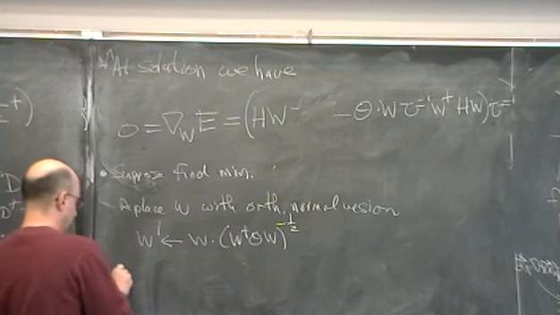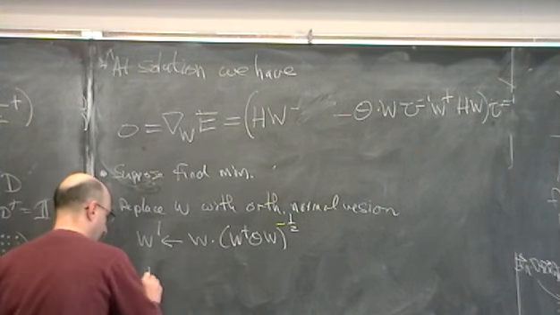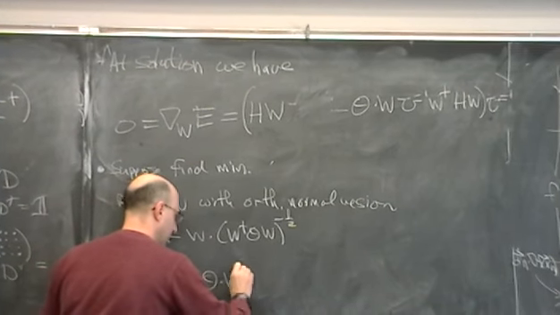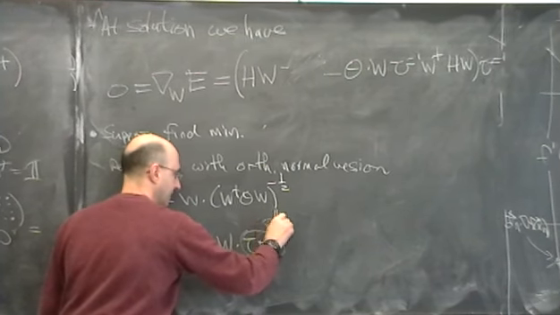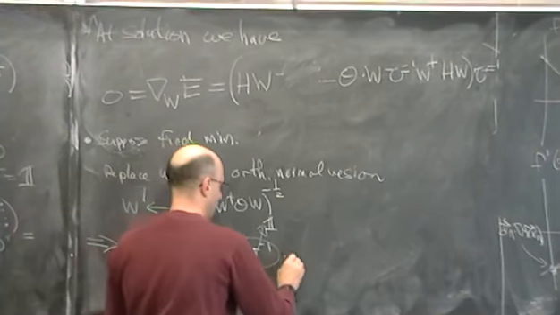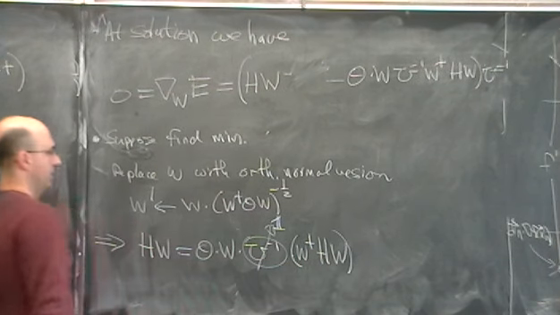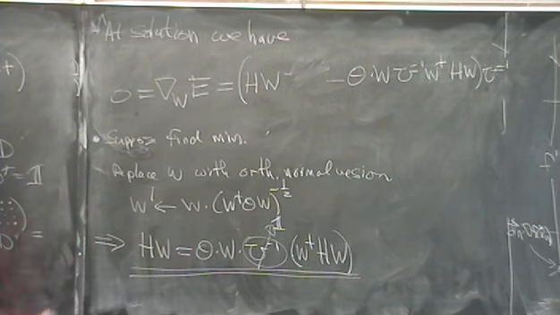And at that point, because they are orthonormal, I will be able to read off H times W equals O times W times U inverse, but now at least U inverse is the identity because I've become orthonormal, times W transpose H W, which is some other matrix. And that will be the equation I satisfy when I get to my minimum energy, once I've orthonormalized. Okay, now.